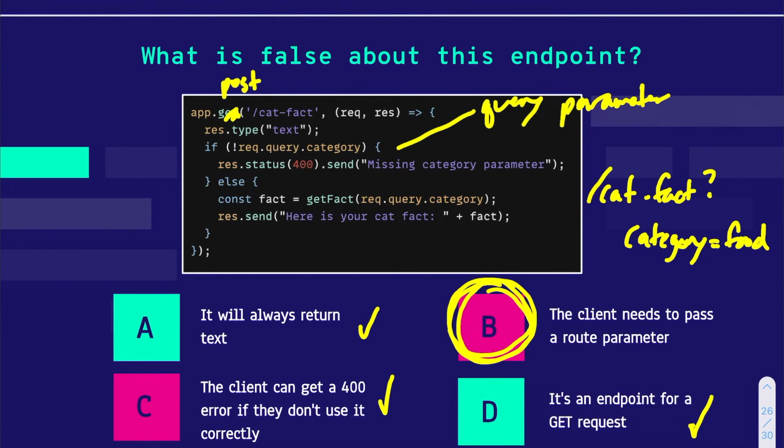Then we also couldn't use our query parameters. As you remember, we would have to use the form data. But yeah, so the correct answer here is B, because it doesn't need to pass a route parameter. It needs to pass in a query parameter.